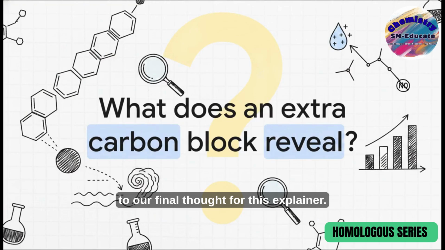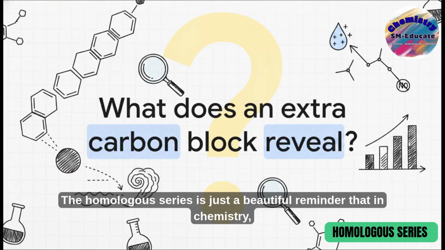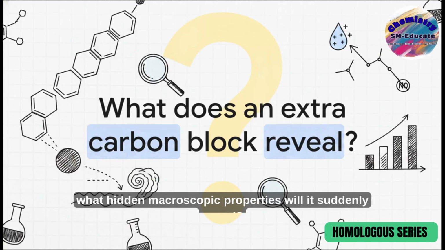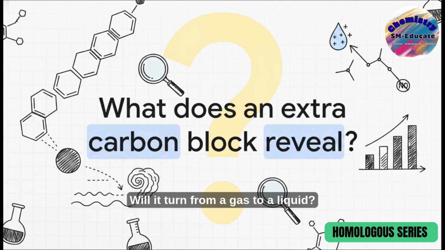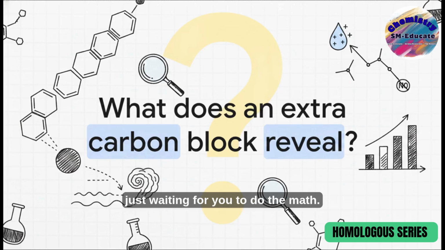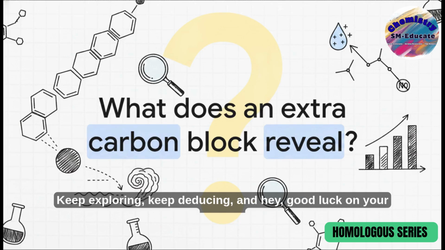As to our final thought for this explainer, the homologous series is just a beautiful reminder that in chemistry, structure is destiny. If you take an unknown molecule and snap on just one more simple carbon building block, what hidden macroscopic properties will it suddenly reveal? Will it turn from a gas to a liquid? Will it completely stop dissolving in water? The blueprint is always there, just waiting for you to do the math. Keep exploring, keep deducing, and hey, good luck on your exams.